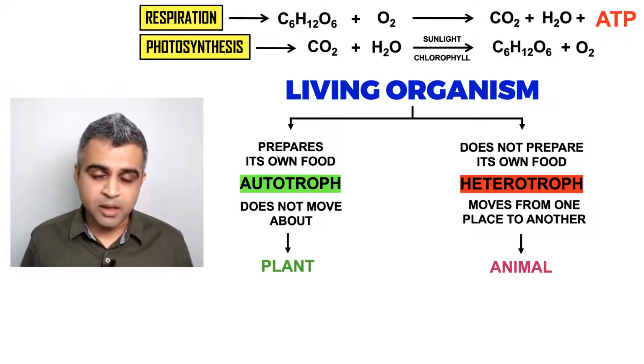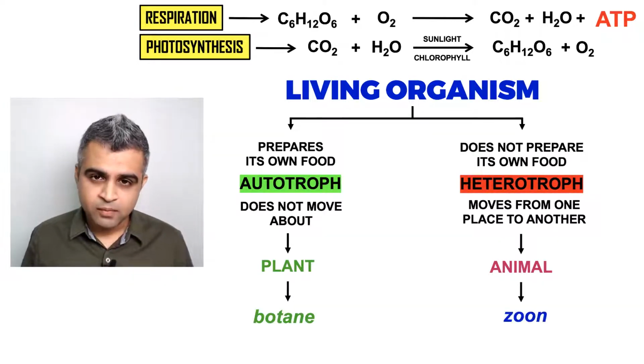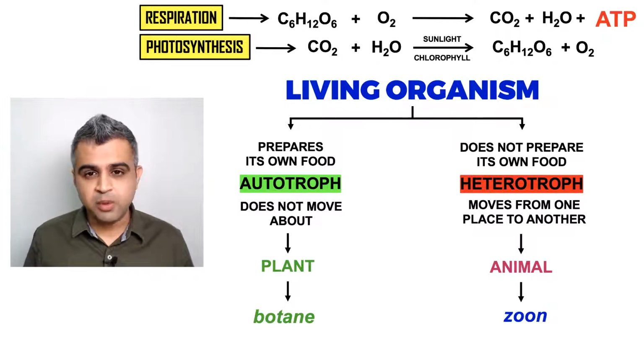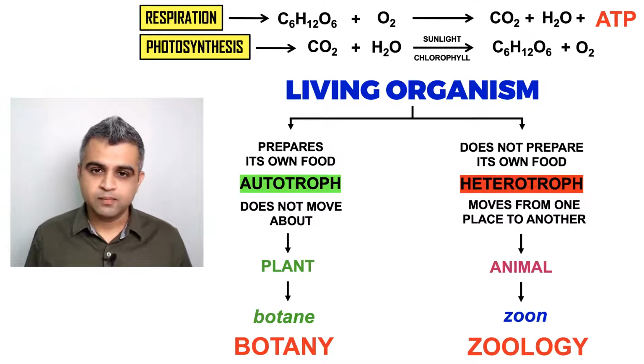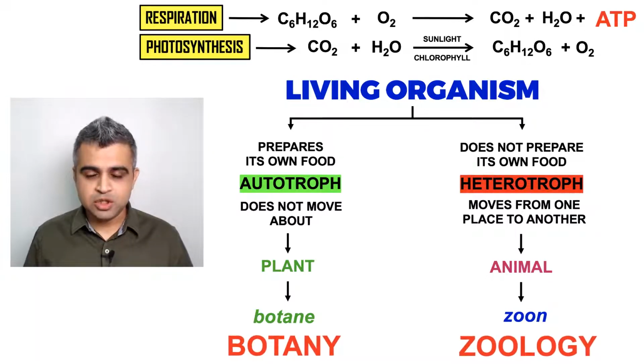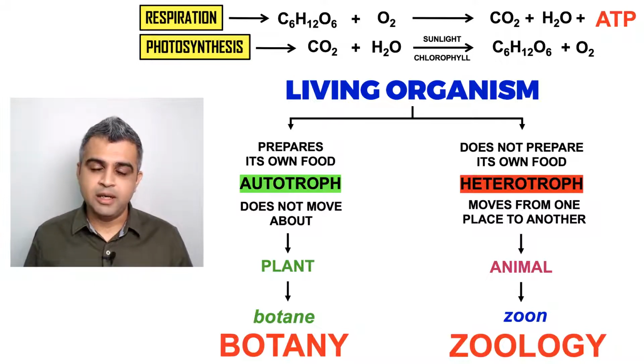The Latin word for plant is botan. The Latin word for animals is zoon, and that is how you have the study of plants called botany and the study of animals called zoology. So biology, study of living organisms, can be broadly classified into botany and zoology, study of plants and study of animals.